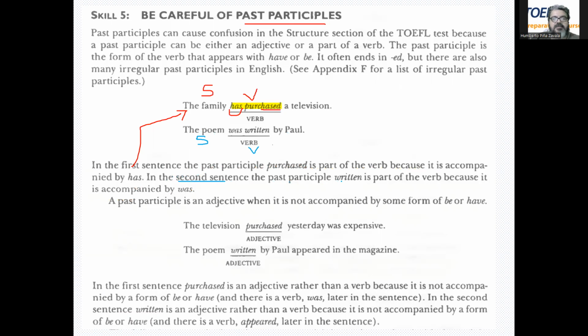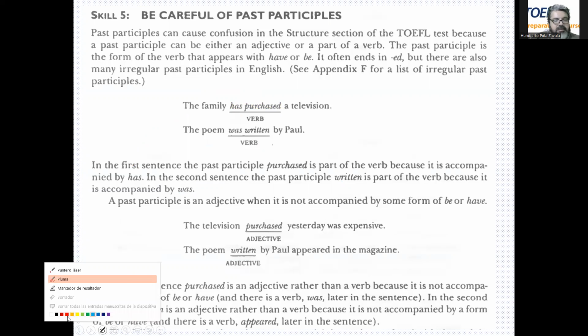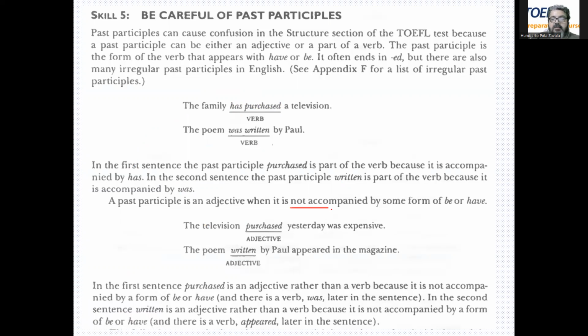In the second sentence, the past participle written is part of the verb because it is accompanied by was in what we call passive voice. The poem was written by Paul. Paul wrote this poem, but if I put it in passive, then it's the poem was written by Paul. All right. Now, like I said, the past participle can work as an adjective when it is not accompanied by any form of be or have. There is no auxiliary here, then that's going to become an adjective.